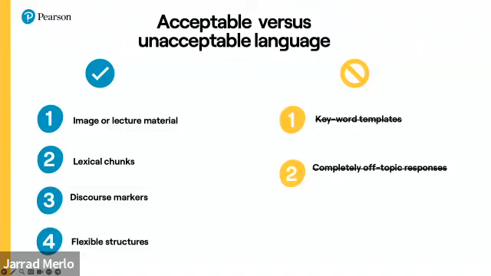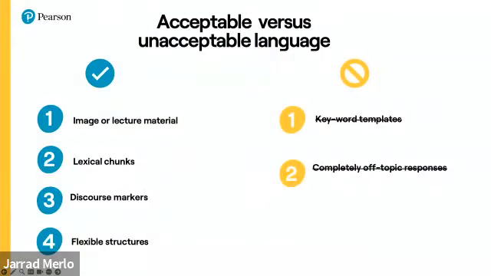So just to recap what's acceptable versus unacceptable, I hope this is crystal clear. Number 1, image or lecture material is fine. Number 2, lexical chunks, phrases, collocations, fixed expressions, formulaic language, is absolutely fine and should be used. It's part of English. Number 3, discourse markers should be encouraged. They're great. Number 4, flexible structures where you compare and contrast or show a chronological progression, go from main ideas to sub-ideas, etc. These are awesome. These should be totally taught in the classroom. What's definitely out is keyword templates and off-the-topic generic responses.